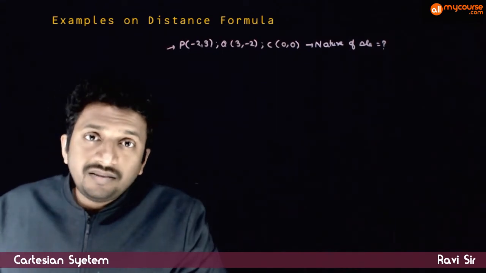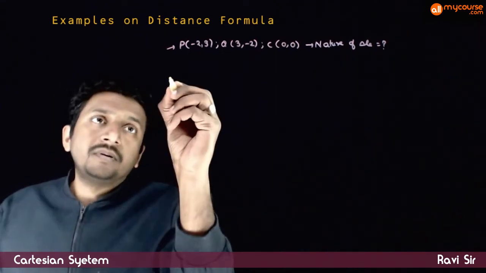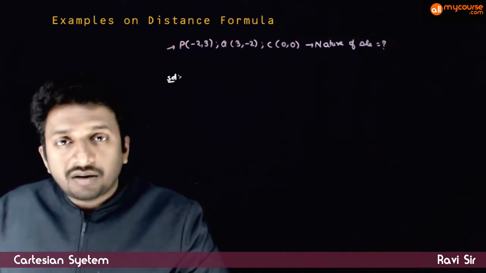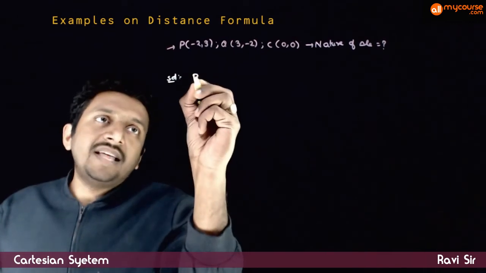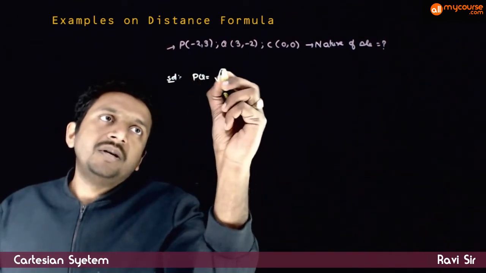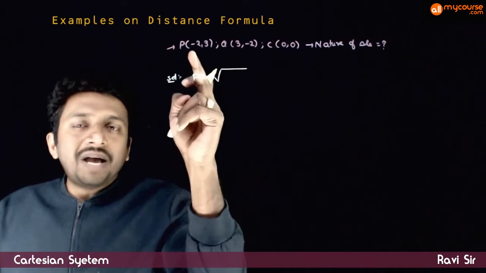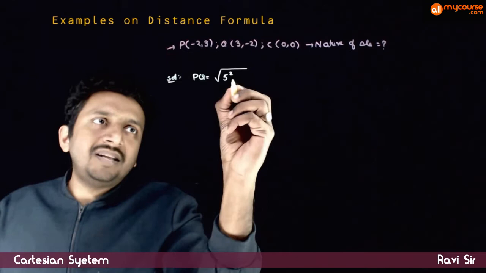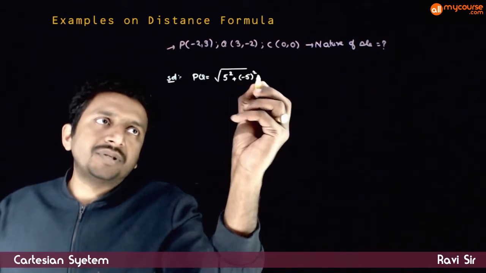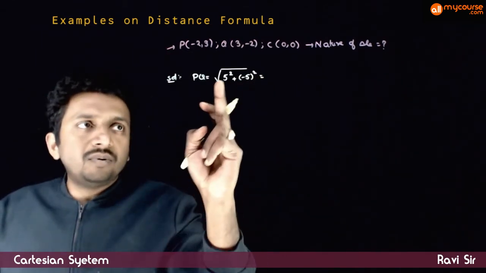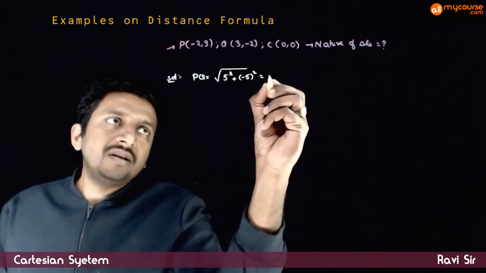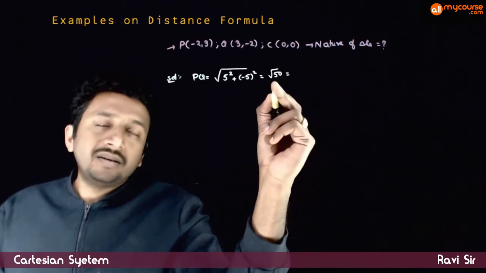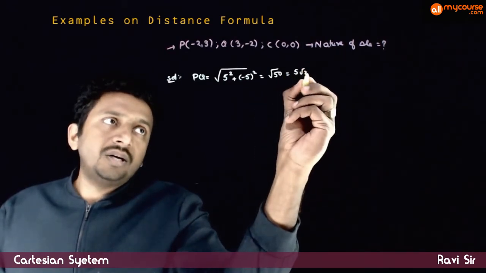In this question, again you're given 3 points. You're asked to find the nature of the triangle. So again, let us find the sides of this triangle and check what the nature is. So what is the length of PQ? PQ is equal to root of 3 minus of minus 2, that is 3 plus 2 whole square, minus 2 minus 3, that is minus 5 whole square. That is equal to root of 25 plus 25, which is root 50. Or this can be written as 5 root 2.